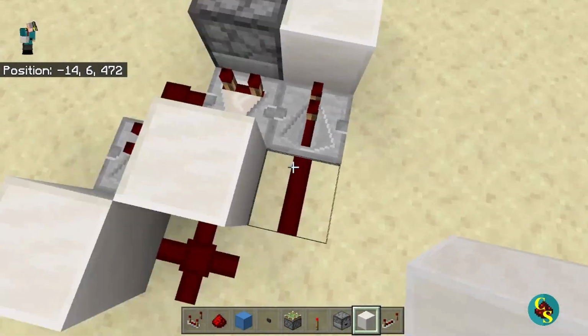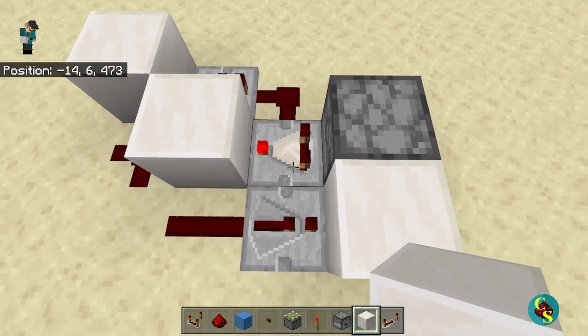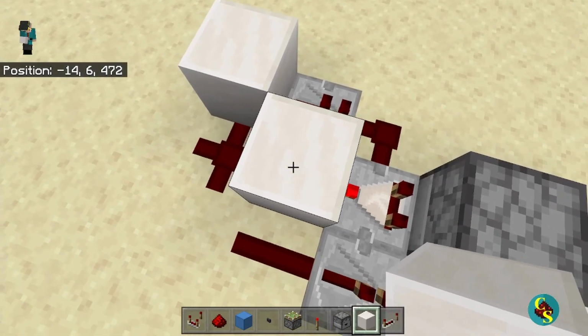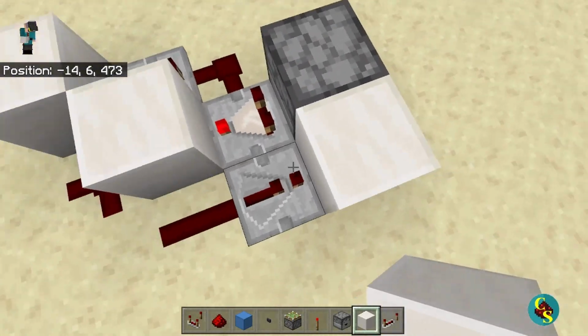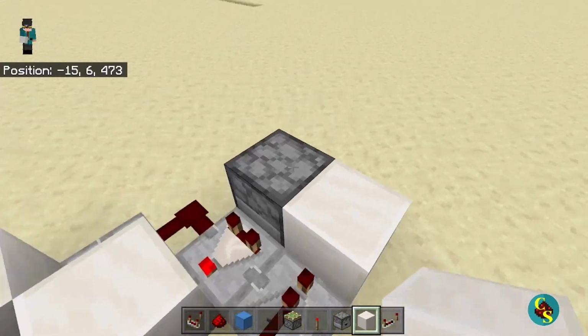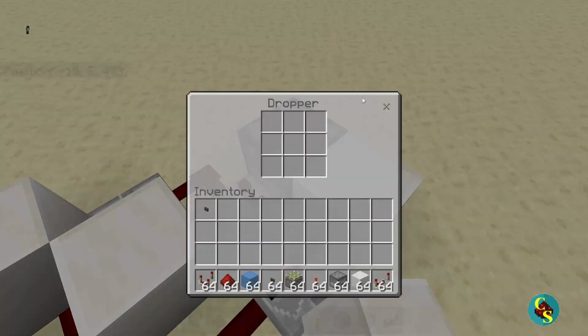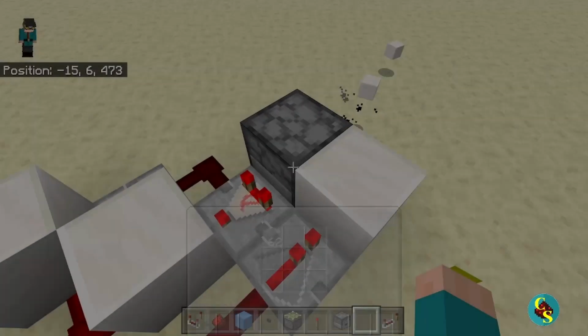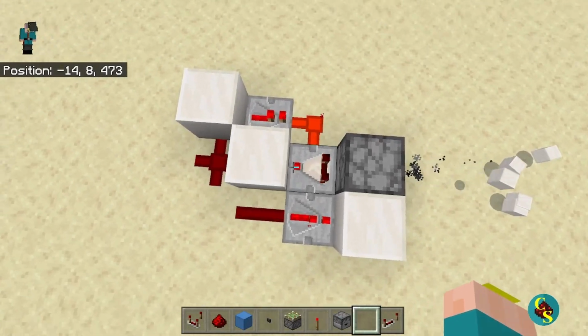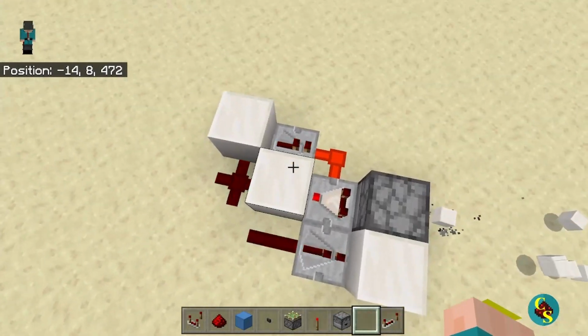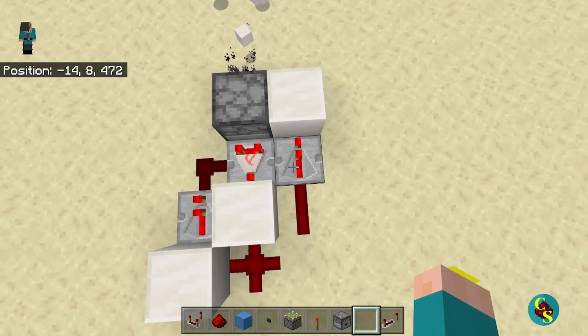This part over here is just how the dropper is being powered. When this gives out a signal, it powers this redstone dust, which powers this repeater, which powers the dropper through this block. So, as you can see, when we put items in, the comparator is turning on and off as the system loops through, and then this is turning on and off as well.